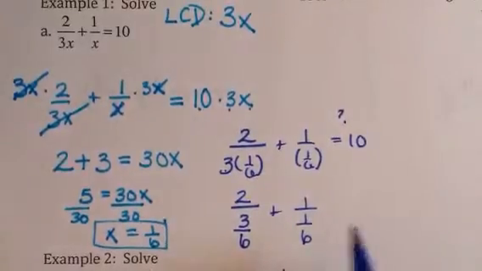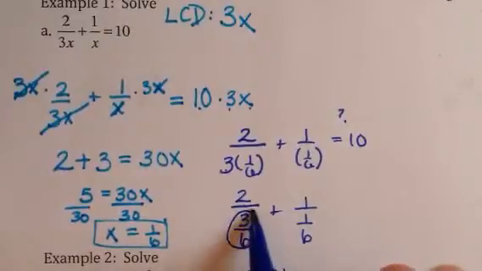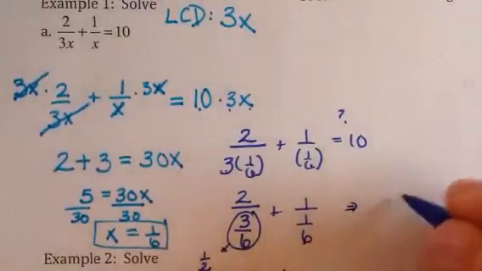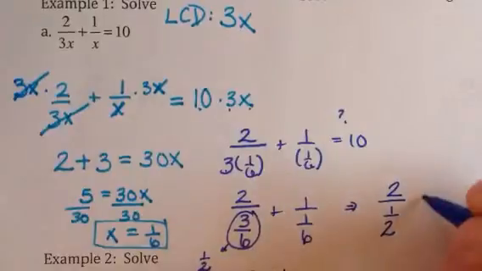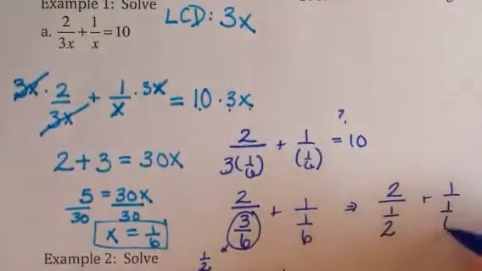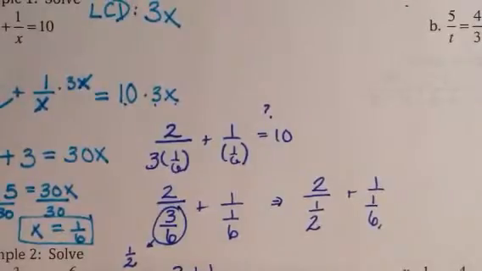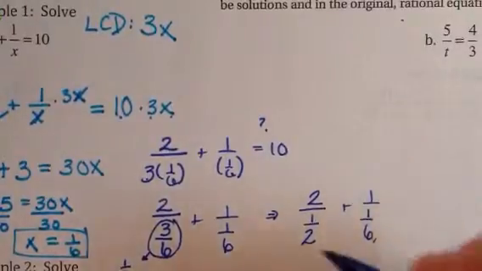3/6 and 1/6 are not the same thing. So I can change this, okay? 3/6 can reduce down to 1/2, okay? So I'm going to have 2 over 1/2 plus 1 over 1/6. And just like we have been doing, we want to clear out this fraction.